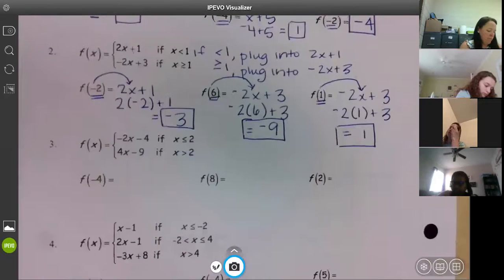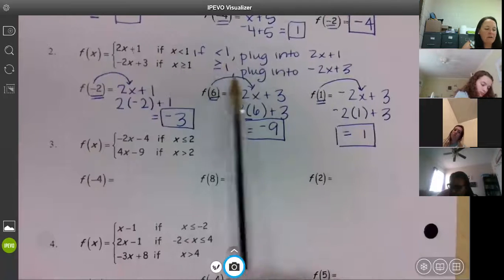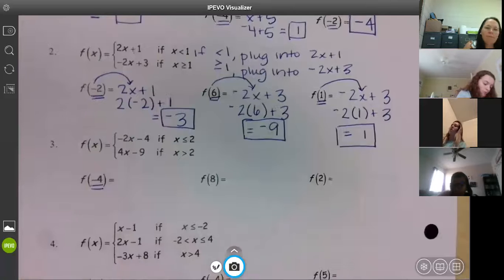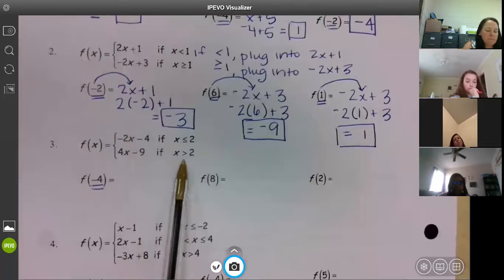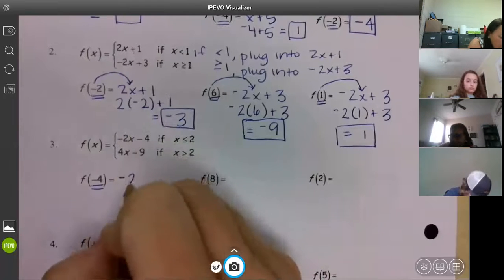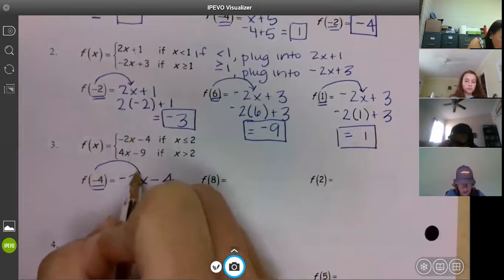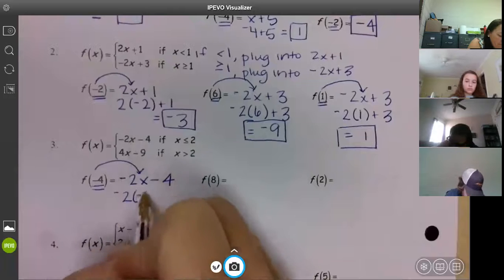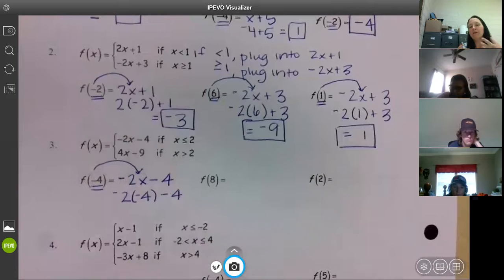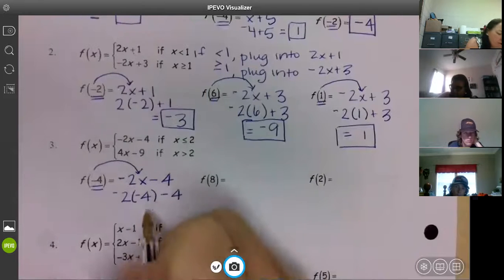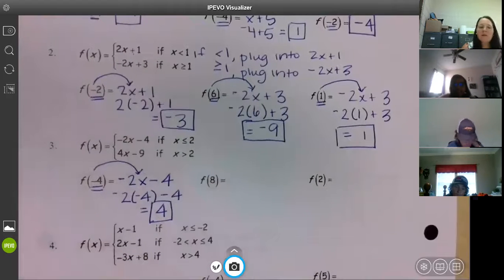Okay. All right. Next. I'm not going to write all that stuff down. If you want to write it down, that's fine. This stuff, we're just going to talk about it. If we have -4, are we using the first function or the second function? So is it less than or equal to 2 or greater than 2? Less than, so we're going to use the first one. So I write down the first function. And then I plug in. -2 times -4 is +8. Yeah, be careful. Those are the mistakes that you'll make on your tests and your quizzes. So just be careful on those. So +8 minus 4 is 4. That's it. Guys, that's all you're doing, okay?